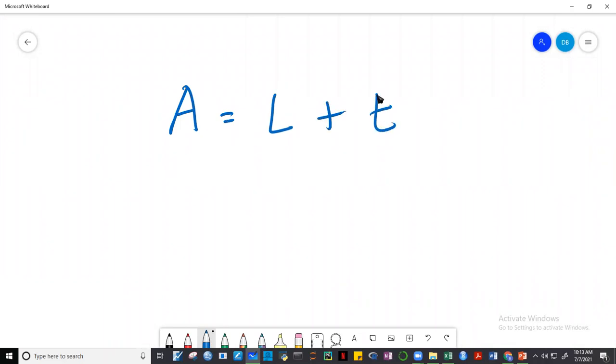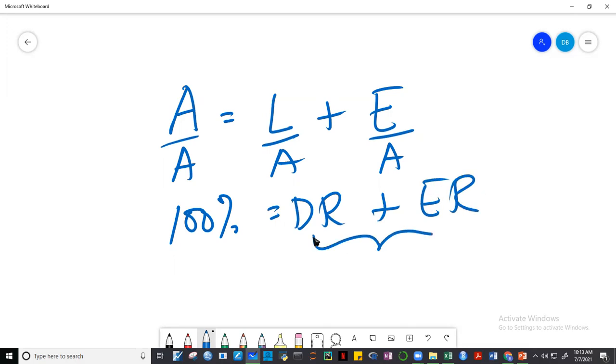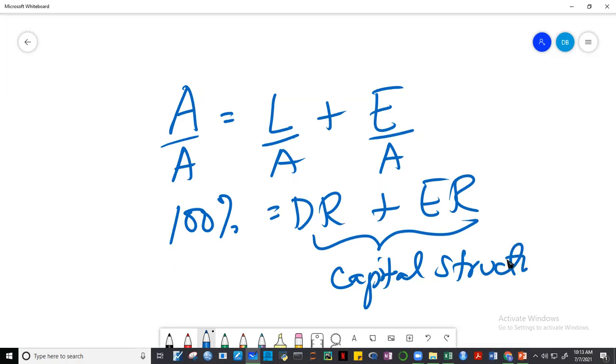Explain ko lang to, guys, ha? If we divide everything by assets, no? Okay, so this is 100%. And this is what we call your debt ratio plus your equity ratio. Okay, itong composition na to guys, this is your capital structure. Capital structure, the percentage of your debt and your equity.